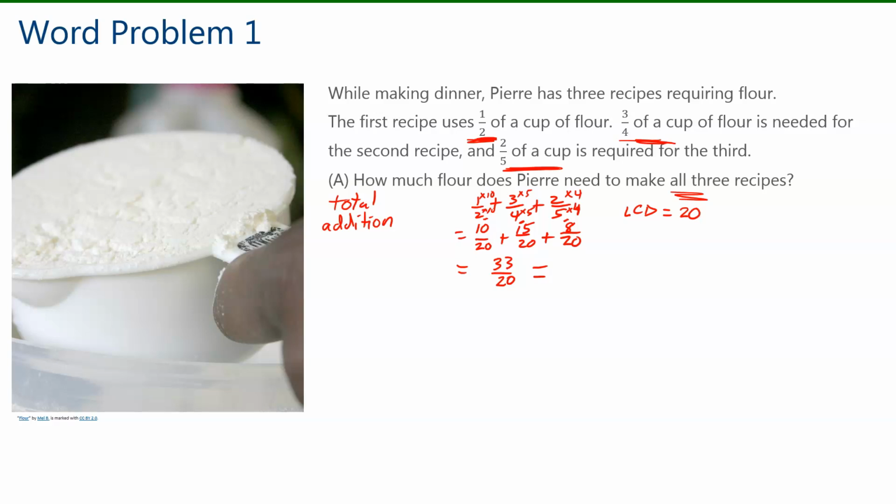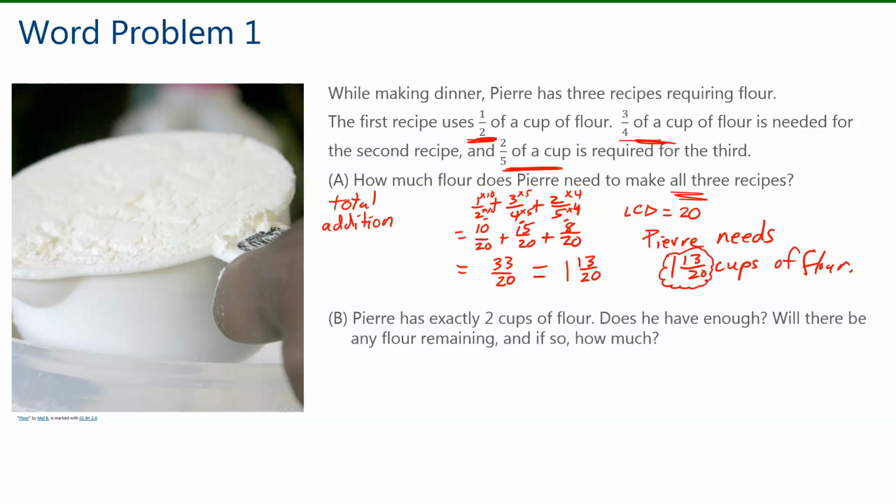So 33 over 20, how many full 20s can I get out of 33? I can get 1, and that will then leave me with 13 20ths. So my answer, 1 and 13 over 20, and 13 over 20 is simplest form, so we can now write our final statement. Pierre needs 1 and 13 20th cups of flour.